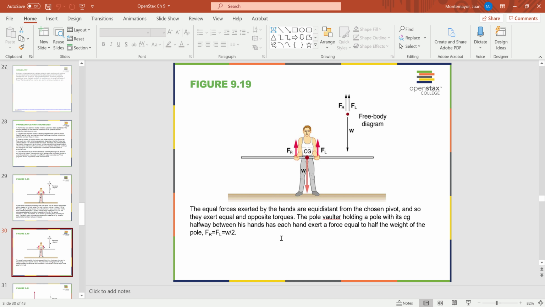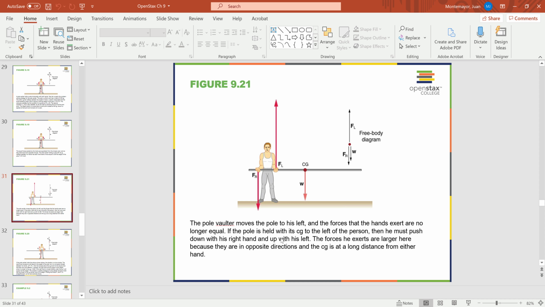The equal forces exerted by the hands are equidistant from the chosen pivot point, and so they exert equal and opposite torques. The pole vaulter, holding a pole with its center of gravity halfway between his hands, has each hand exert a force equal to half of the weight of the pole. So we can say that the force on the right equals the force on the left, which is the weight of the pole divided by 2, half.